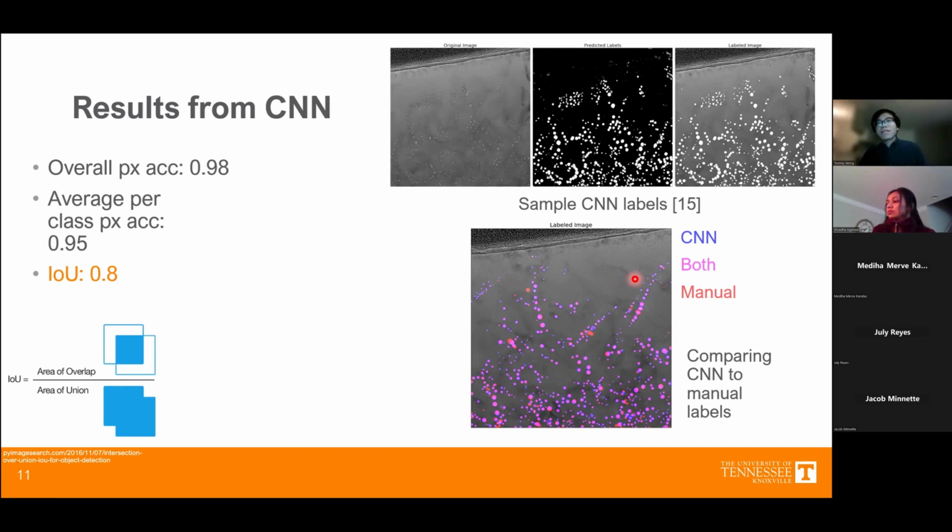So there's an F1 score here, but I actually removed it because I personally thought the intersection over union is the best measure for semantic segmentation procedures, so I didn't include that.